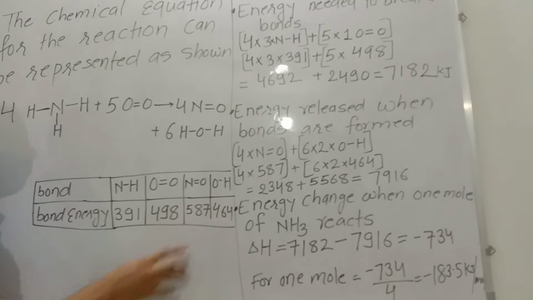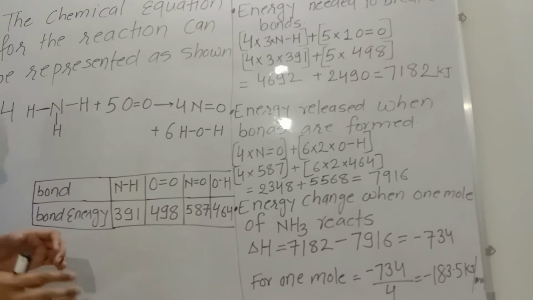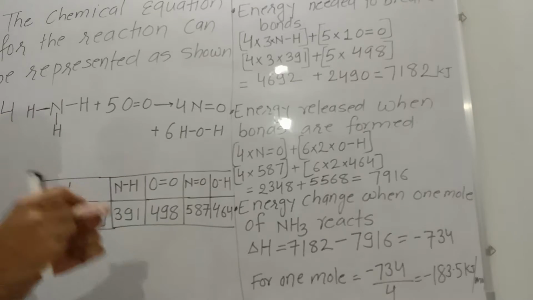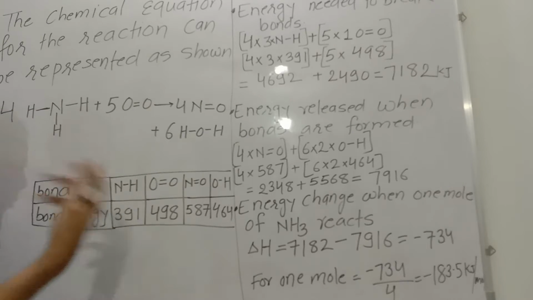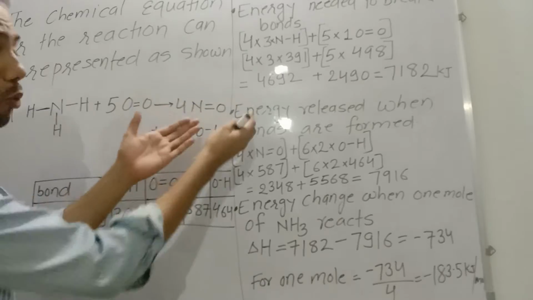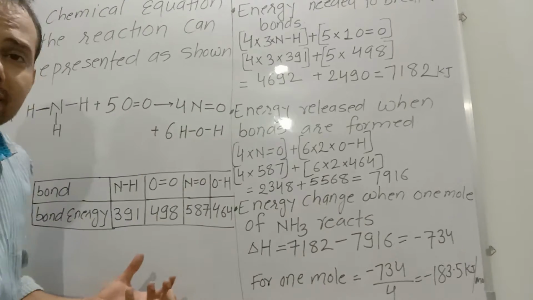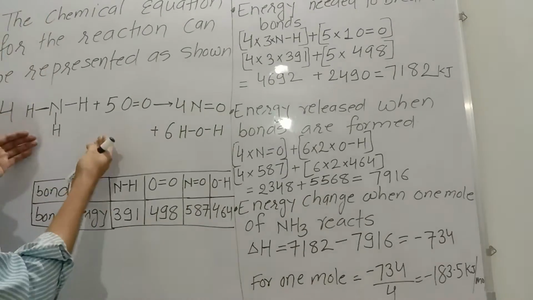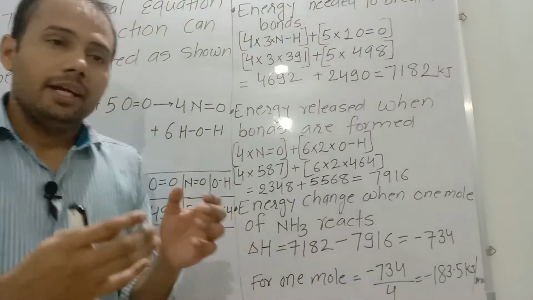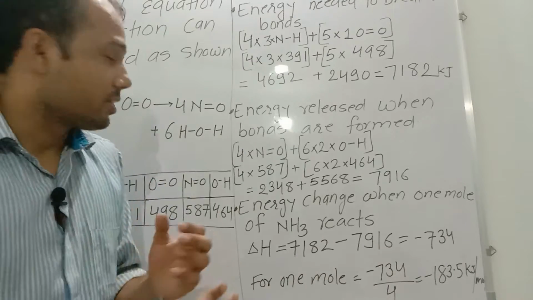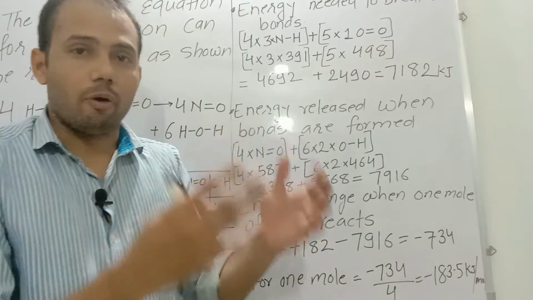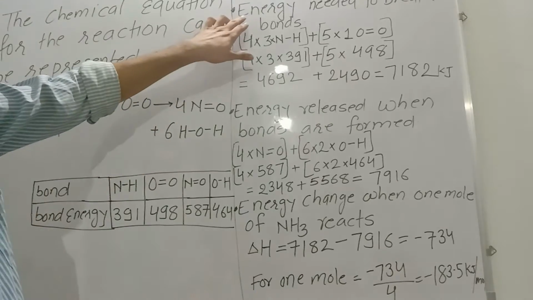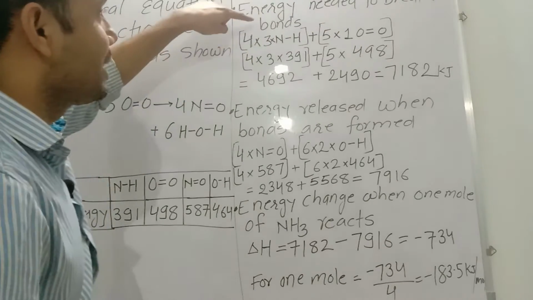So bond energy means that we require 391 kilojoule of energy to break this bond, or whenever this NO bond forms, this much of energy is released. So in case of reactant, energy is required to break the bonds, and in case of product, energy is released whenever product forms. So based on this, let us see this question, energy needed to break bonds.